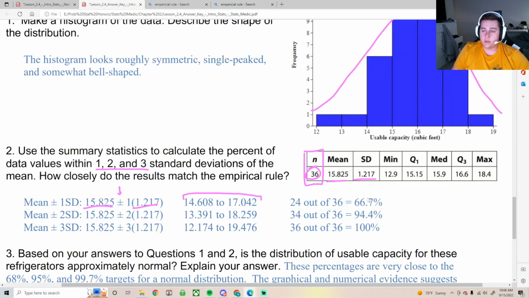So this is 1 standard deviation above and below. This is 2 standard deviations above and below. And then this is 3 standard deviations above and below. And we know that this is supposed to be 68, 95, 99.7. However, because of our sample size of 36, we're not quite reaching those exact numbers. And this is kind of what I was saying earlier, is that if we don't have enough data, it's not going to be perfect. It's just an estimation.